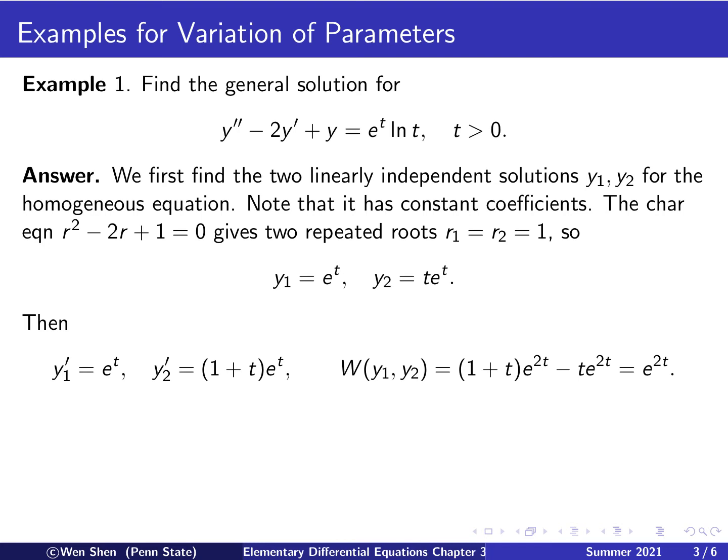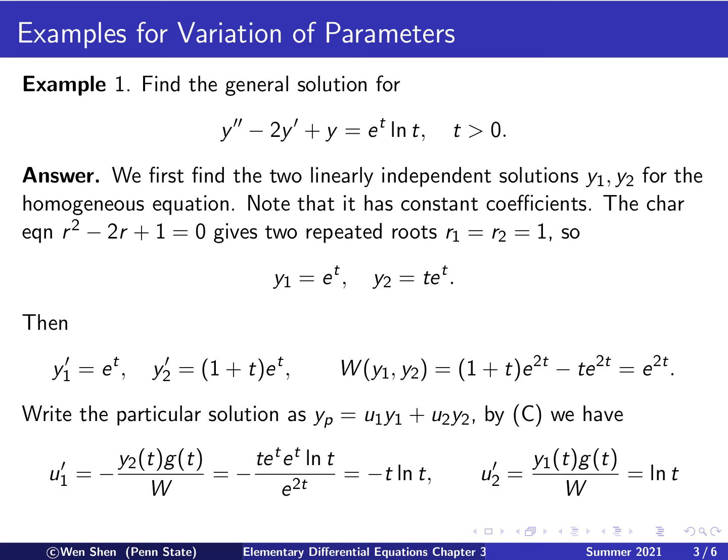Okay, and then we can put in the Wronskian of the two functions. So the Wronskian of y1 and y2 would equal y1 times y2 prime minus y2 times y1 prime. So y1 is this, and that's y2 prime. You multiply this, and you get 1 plus t times e to the 2t. And the other one is negative y2 times y1 prime. So multiply this with that, I get t times e to the 2t. So here you see that t times e to the 2t will cancel this t times e to the 2t. So we simply get a simpler expression, e to the 2t.